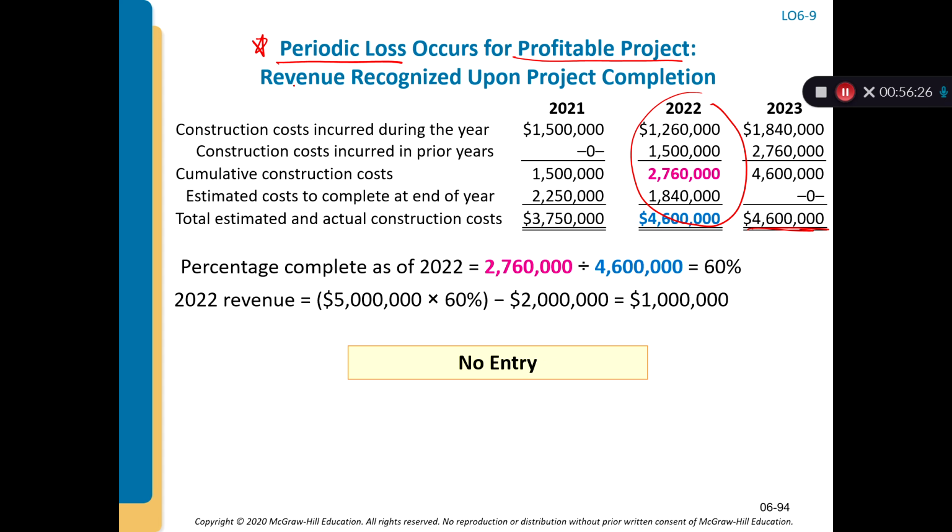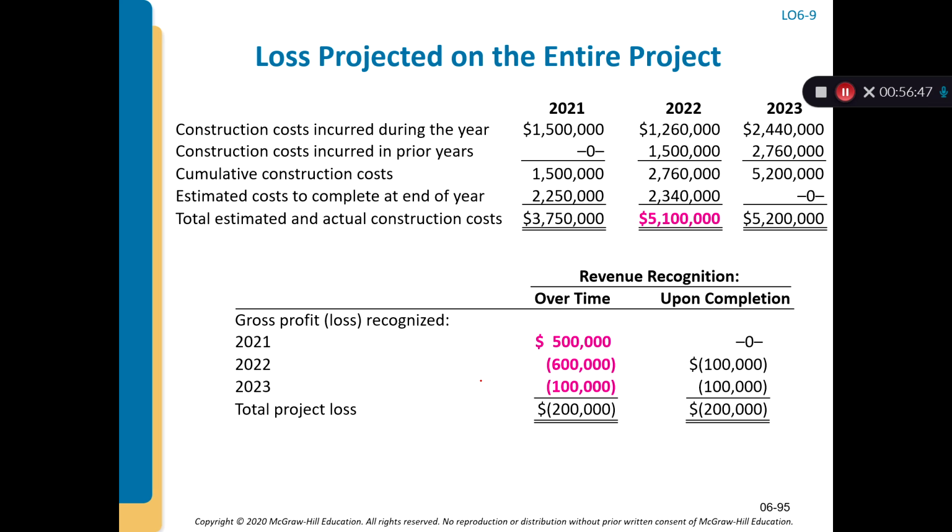And then how do you do it if you want to recognize the revenue upon completion of the project? That means that although you know you're going to lose $260,000, because you're only recognizing everything at the end of the period, there's no journal entry needed, okay? So the last thing we want to talk about is a loss project, on the entire project.